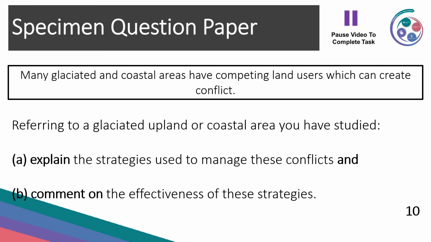Clearly the best way to do this is to tell me about a strategy for part A and then comment on that for part B immediately afterwards, and then go back to another strategy again. So I would definitely advise you not to answer this as part A and part B separately, because you'll end up repeating a lot of what you've already said when you come to comment on the effectiveness of the strategies. So definitely tell me about the strategy and then how well it works before telling me about another strategy after that.